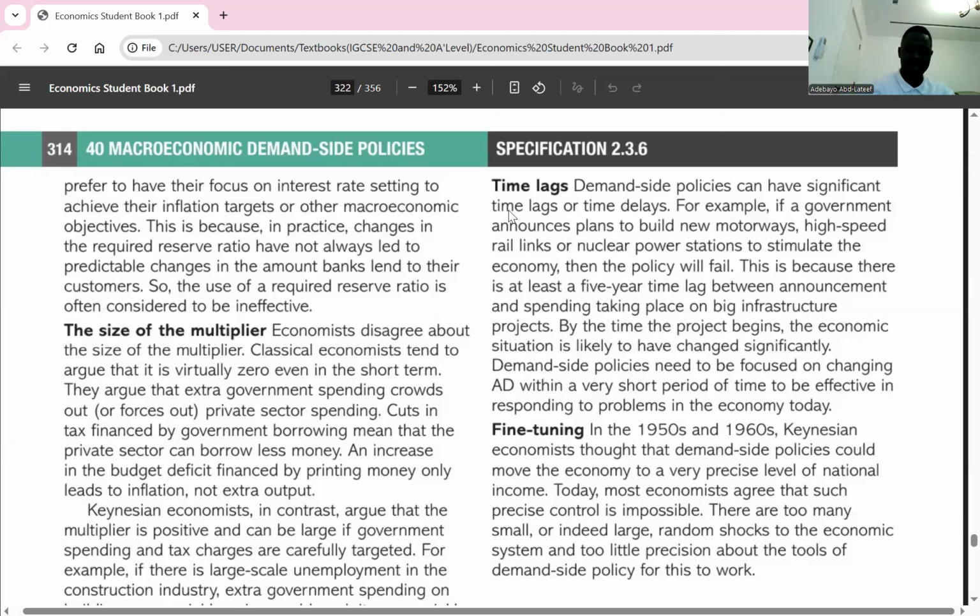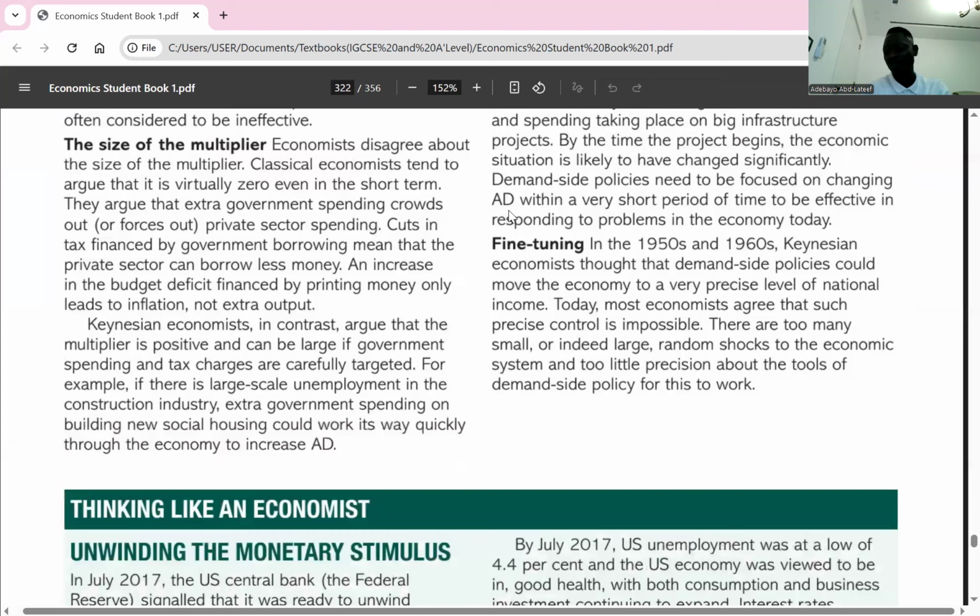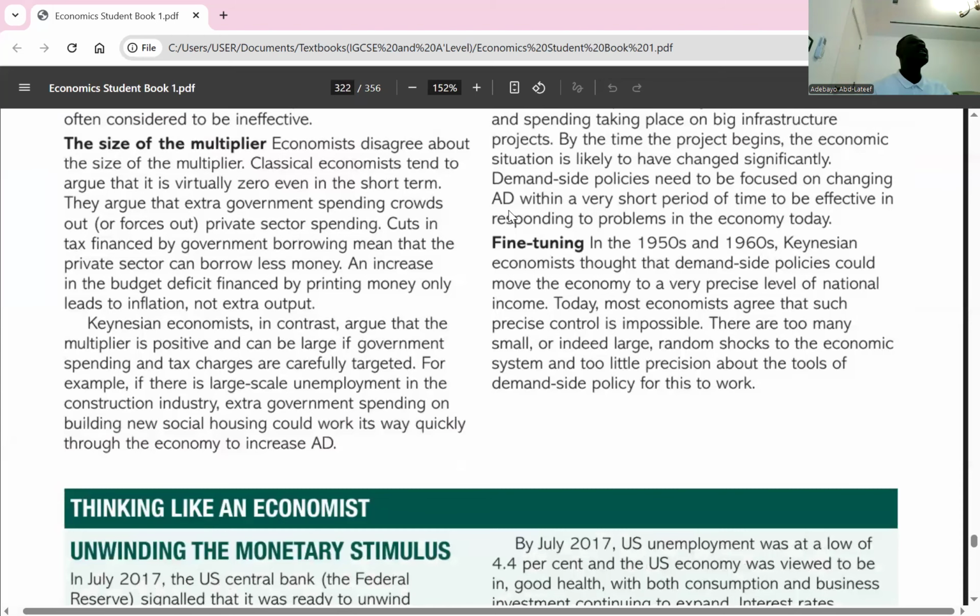And the last is fine-tuning. When you talk about fine-tuning, it simply means the practice of making small adjustments. The economy is not going to be stable, so every now and then there's going to be a situation. And for each situation that comes, you just have to fine-tune to adjust it to suit the situation, or to solve the problem of that situation. So that's what fine-tuning is about.